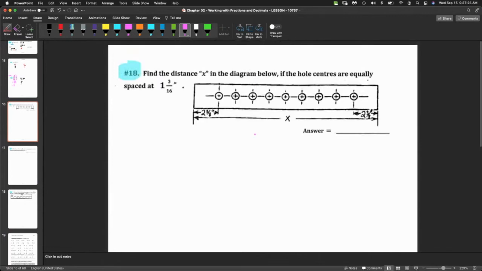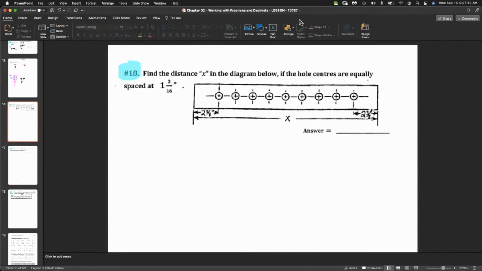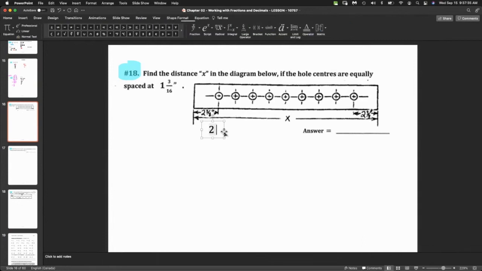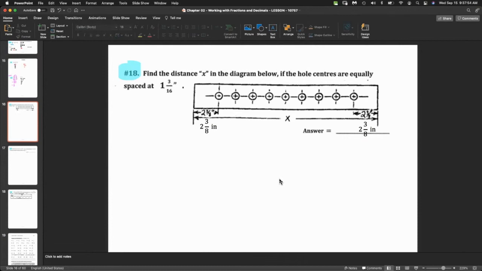So anyway, here's another question. Maybe these numbers are difficult to read, so I'll just type it down here as well. That little measurement in there is 2 3/8 of an inch. So if you're wondering what that little measurement in there is, that measurement there was 2 3/8, as well as that measurement over there. So find the distance x in the diagram if the holes are equally spaced.